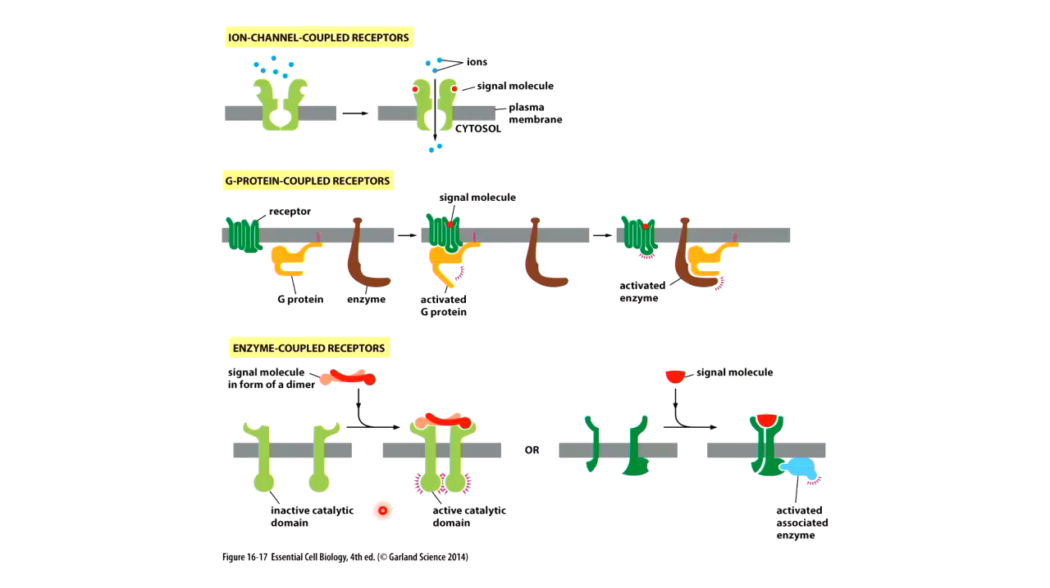RTK is a good example of this, where when they dimerize, they start to phosphorylate each other and create activation. Or you will have a signal molecule that won't function unless it has two parts that come together, but they are very similar.